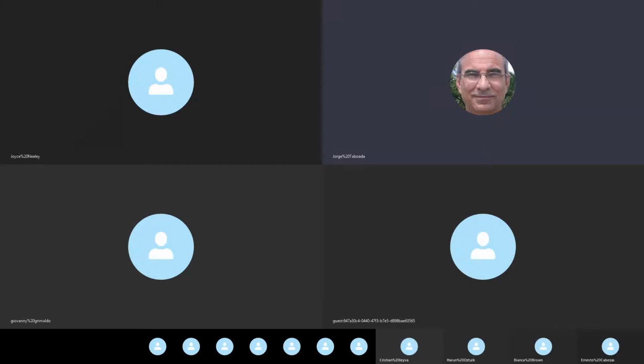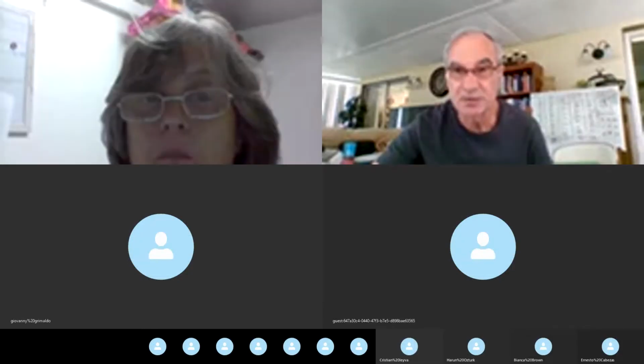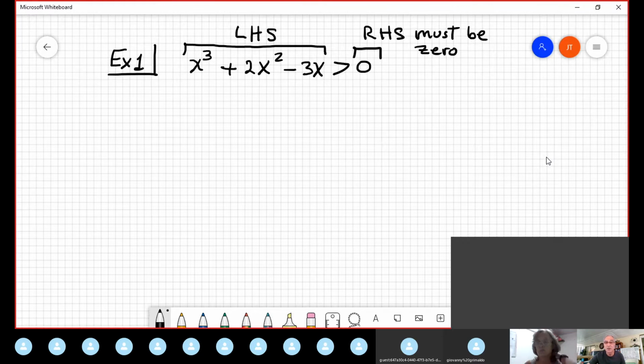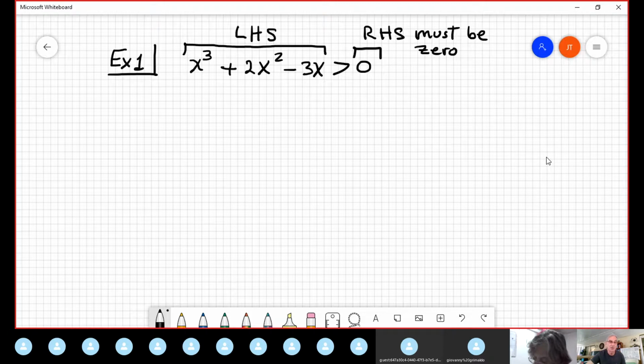Right-hand side must be 0 always. Suppose another example, a little bit more complicated, in which the right-hand side is not 0. You need to manipulate the inequality in order to guarantee that the right-hand side must be 0. This is super important. Okay, no problem.